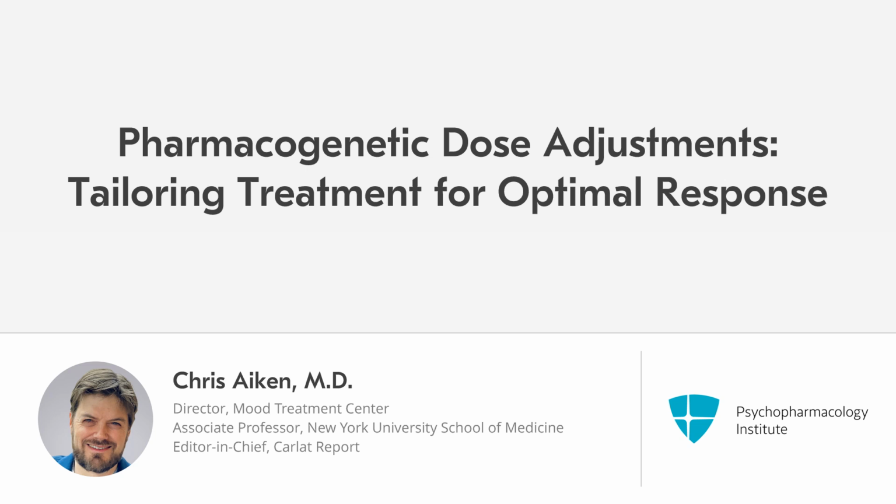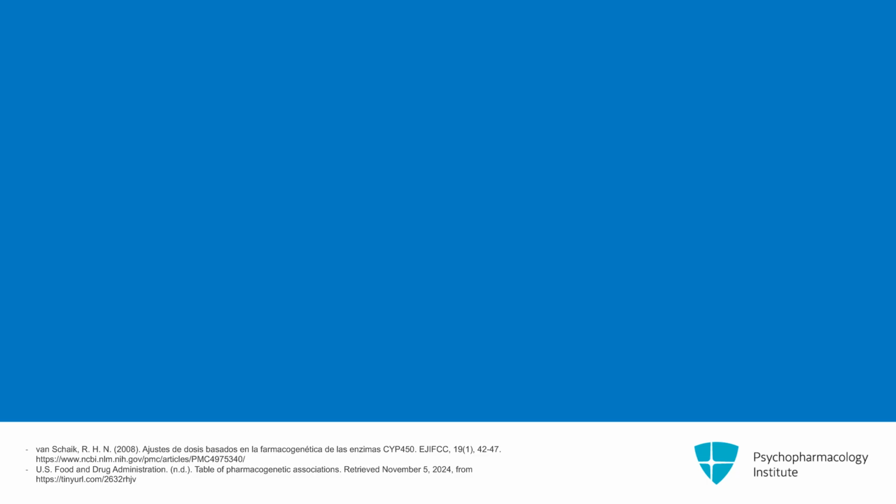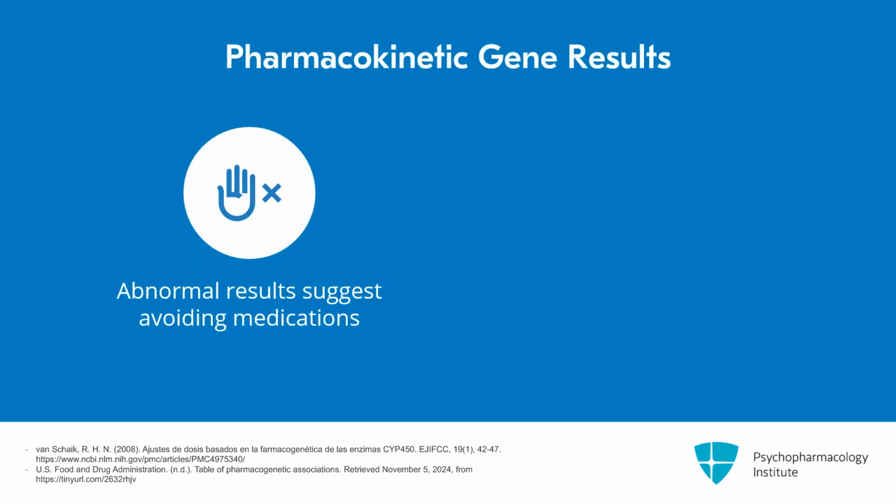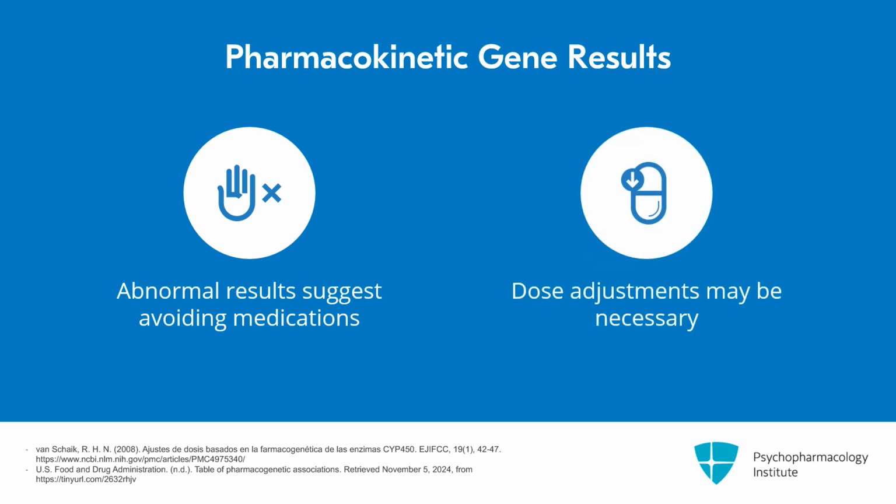In this video, we'll explore how to adjust the dose when you get an abnormal pharmacogenetic gene. When you get an abnormal result for a pharmacokinetic gene, most genetic tests advise you to avoid medications that are metabolized by that enzyme. But what if you need to use that med?